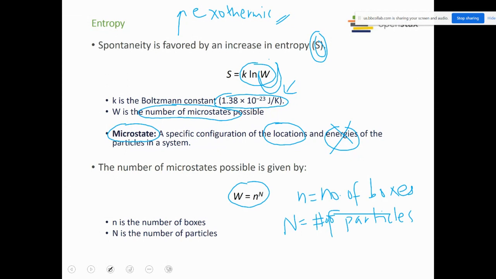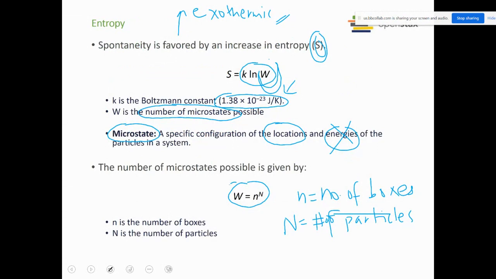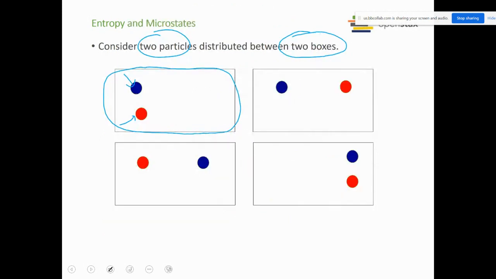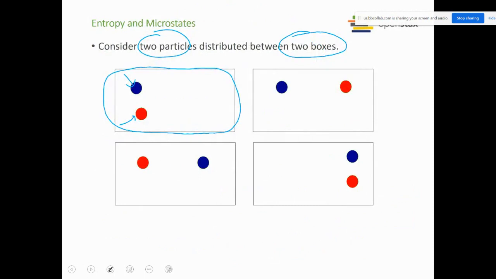For example, let's say I have this scenario where I have two particles, and I try to distribute those two particles in two boxes. Using my formula, the number of microstates W is the number of boxes, small n, to the power of the number of particles. In this example, I have two boxes and two particles. That means the number of microstates possible is going to be 4. And that's why this picture shows 4 microstates here, right?